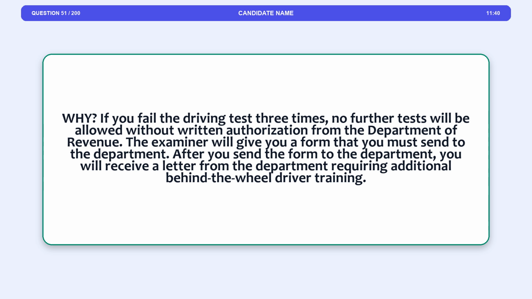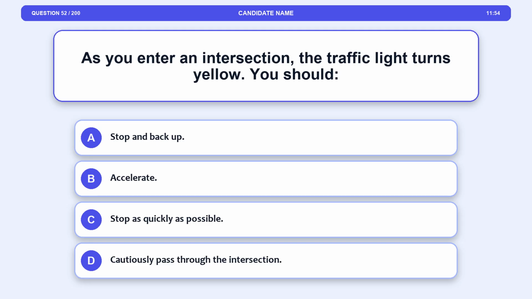Question 52. As you enter an intersection, the traffic light turns yellow. You should: Option A, stop and back up. Option B, accelerate. Option C, stop as quickly as possible. Option D, cautiously pass through the intersection.